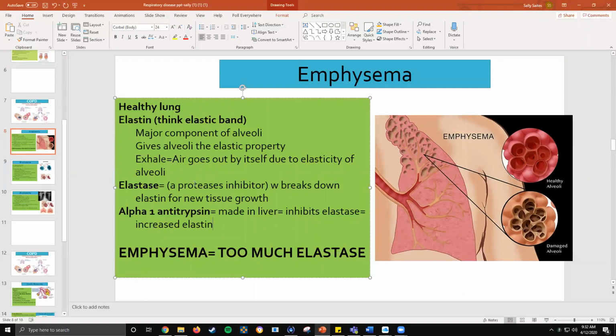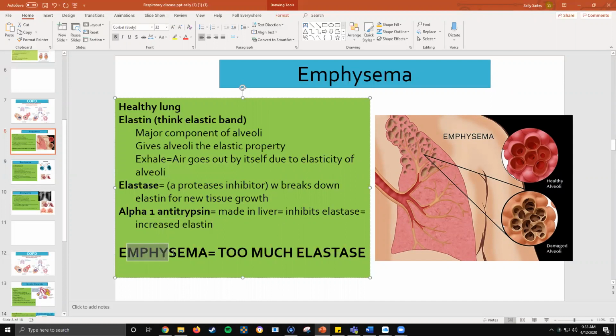Then we have elastase. So elastase is a protease that breaks down the elastin for new tissue growth. Normal process. We also have something called alpha-1 antitrypsin. This is made in the liver, and it inhibits elastase. So it inhibits this elastase to make sure that we have enough elastin.